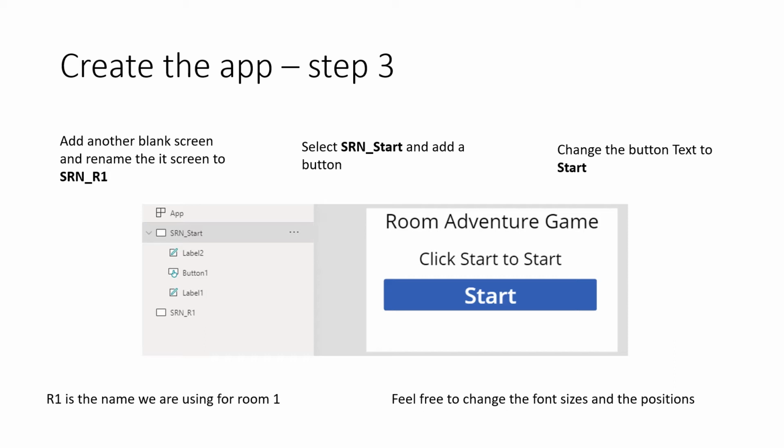Then when you've done that, go back to the srn_start screen and add in a button. Change the button text to start. Again, feel free to change the font size, position, shape, etc.